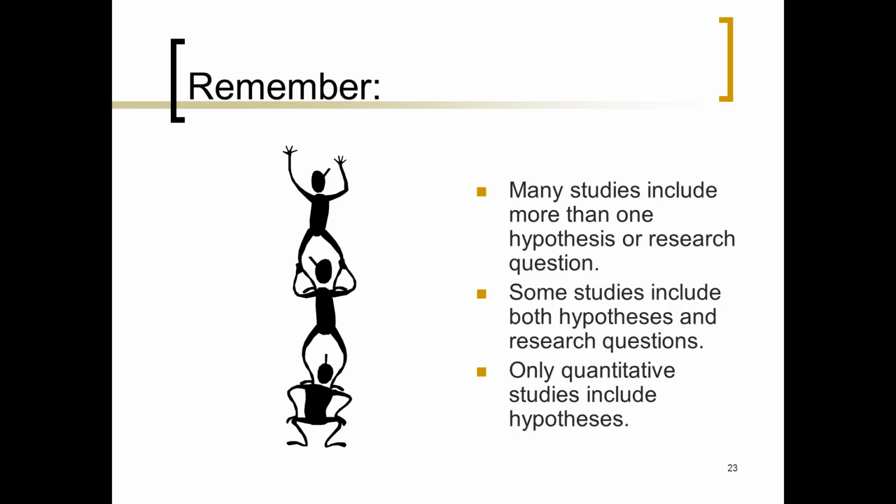A research hypothesis specifically would be something like, there is a more positive relationship between physician assistants and MDs than nurse practitioners and MDs. It's a statement, you're telling a direction. Some studies, like I mentioned, might have both a hypothesis and a research question. Quantitative studies usually have the hypothesis. You will not see a hypothesis in a qualitative study.